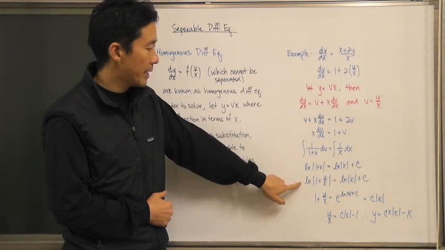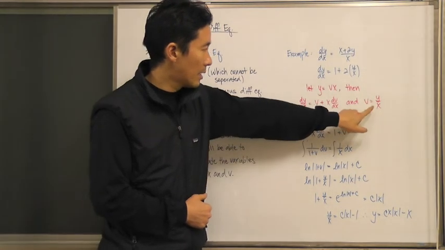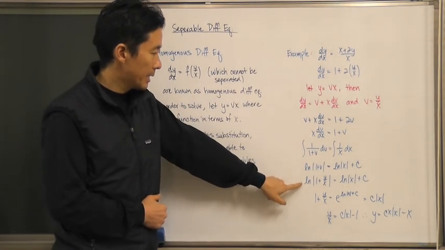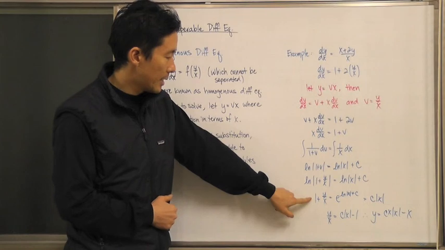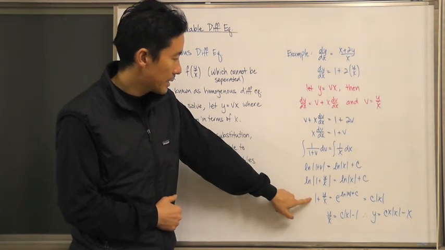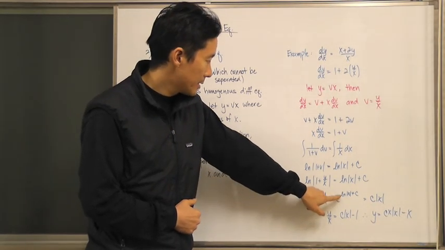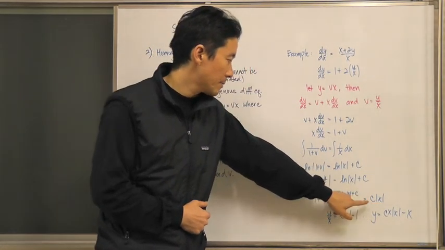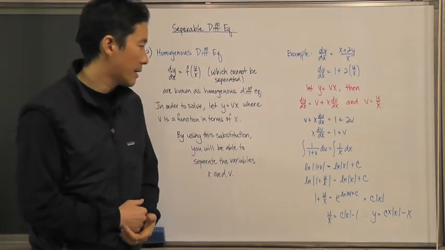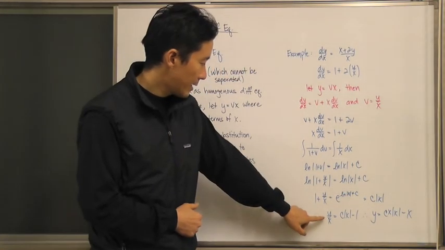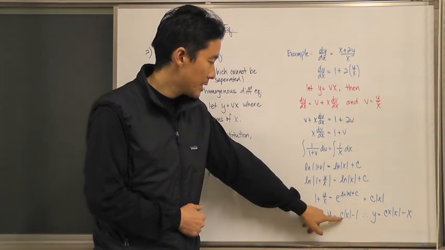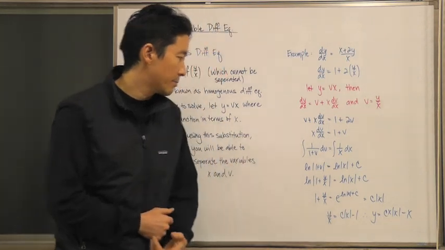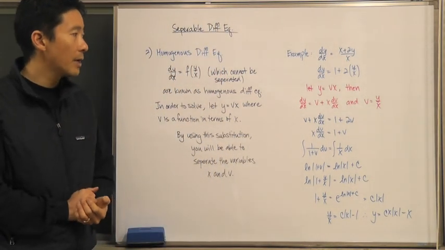Now notice I need to resubstitute y over x for v, because again what we're trying to do is solve for y. Then I can take the exponential of both sides to come out with e to the natural log of the absolute value of x plus c, which is equal to c times the absolute value of x. Then y over x is equal to c times the absolute value of x minus 1. Solve for y by multiplying x to both sides of that equation. Okay, and there you go.